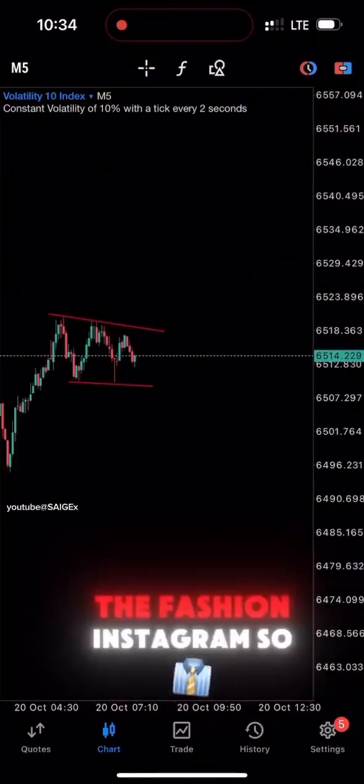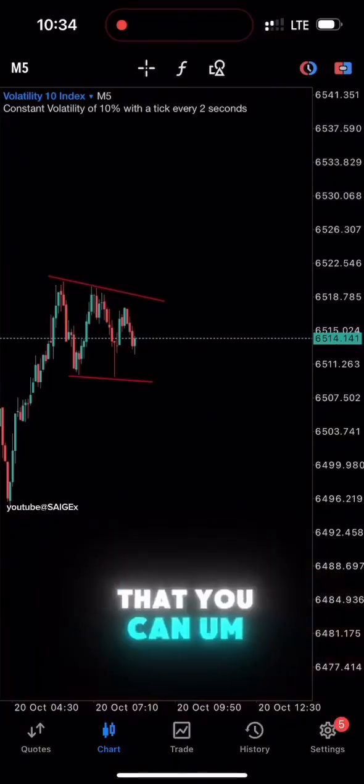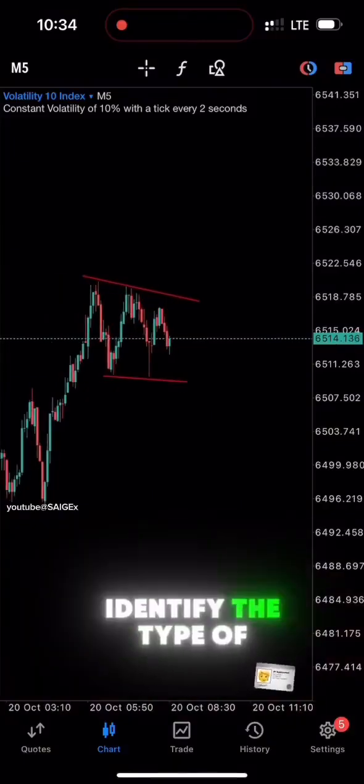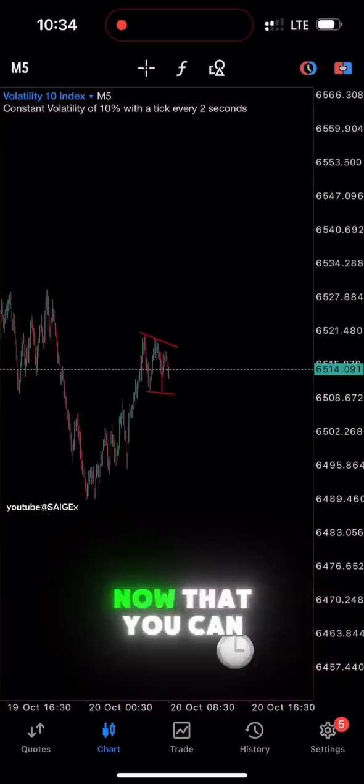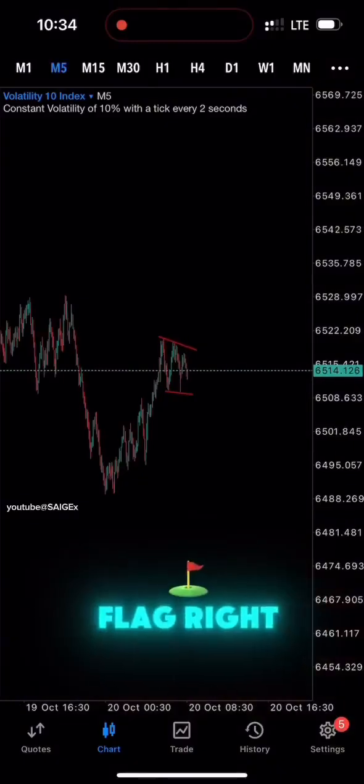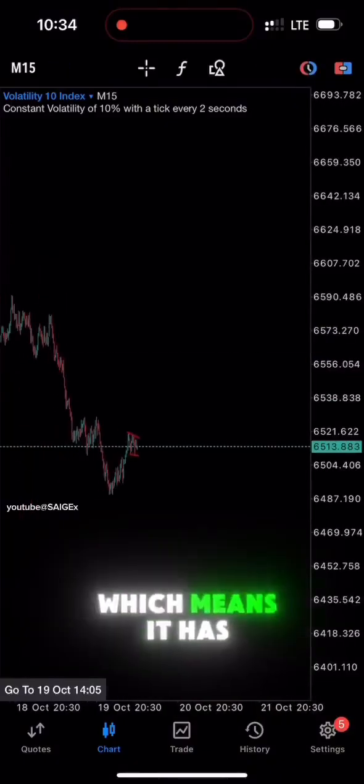So you go to the 5 minutes time frame so that you can identify the type of the trade more, so that you can see things more clearly. Now that you can see it's some sort of flag, right? It's facing downwards, which means it has to go up.